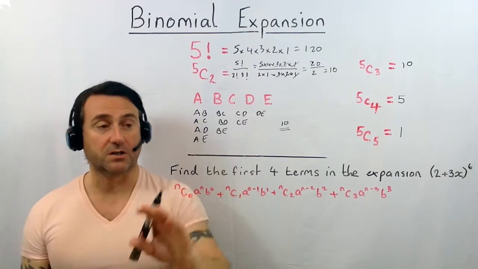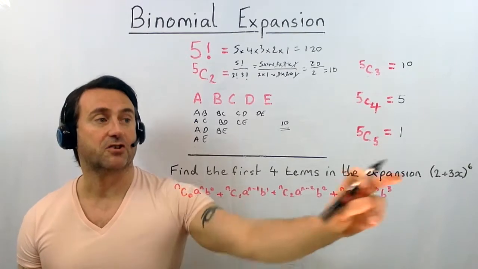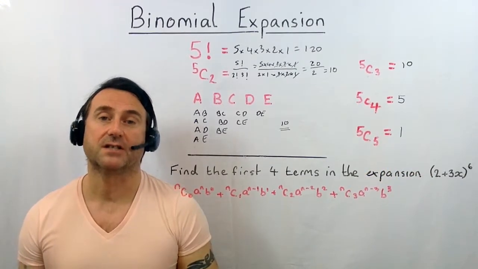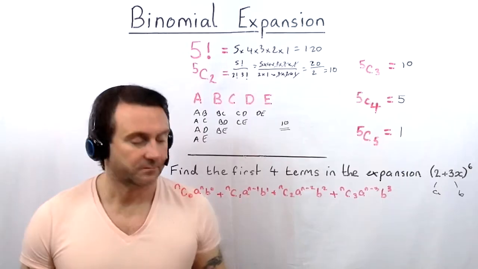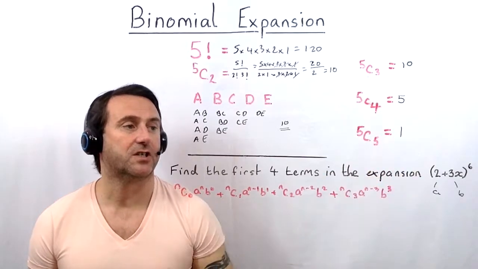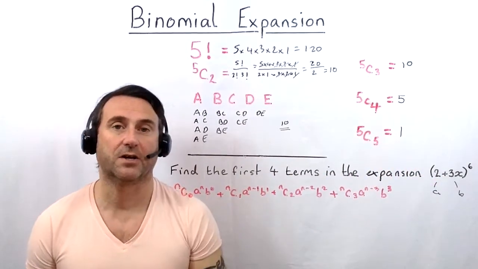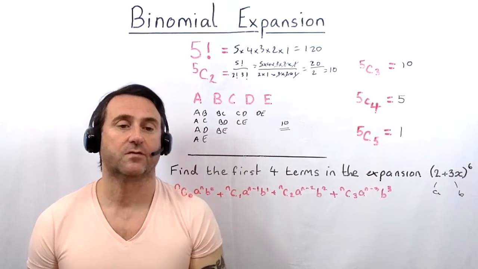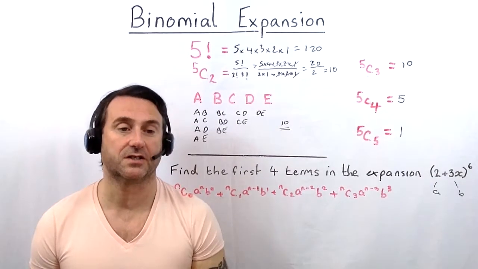Now I'm going to use this formula to expand this expression, (2 + 3x) to the power of 6, and we'll do this as an example. Okay, let's have a go at expanding this expression, our (2 + 3x)^6, using our binomial formula. So first of all, we're going to type in our nC0, which is 6C0.